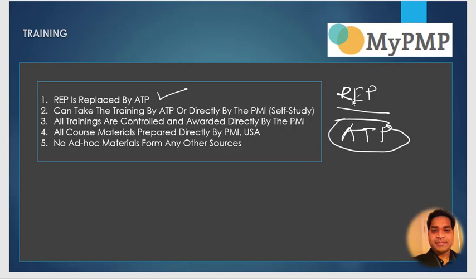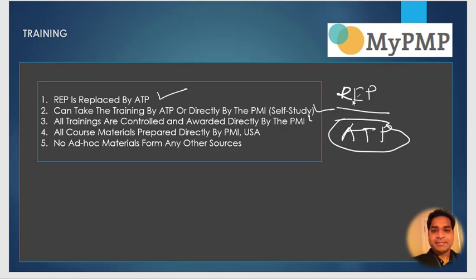And the second option is that you can take training either directly by the PMI or you can take it by ATP. So when you take the direct training by PMI, it is a self-study training. I would still recommend that please take the training by the ATP because it is a live interaction. So live interaction has got a value addition that will be missing when you are doing the self-study. But if you are comfortable doing the self-study, since many of us have become comfortable doing everything digitally in the wake of this COVID, then you may opt for self-study training. But I would recommend ATP based training.